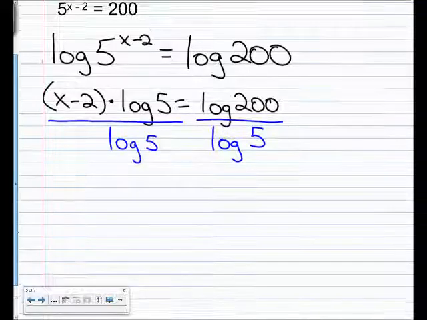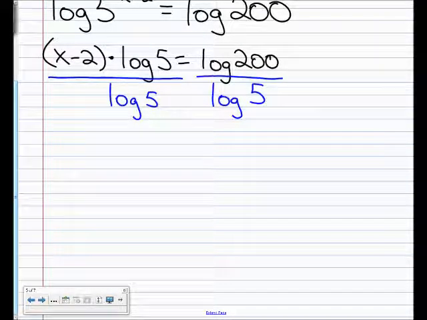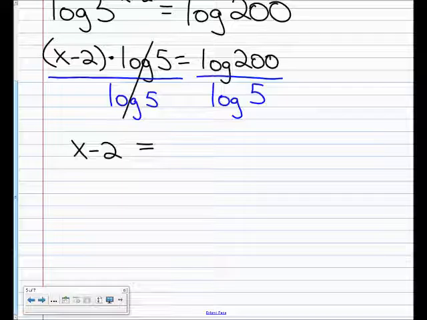Now, what's left on the left side? x minus 2. On the left side, the log of 5 over log of 5 becomes 1, so I have just x minus 2. Now, I heard someone say the log of 40. You need to fight that urge. We are not going to divide those numbers. You cannot do that. You're going to leave it as the log of 200 over the log of 5, because the log of 200 divided by the log of 5 is not the log of 40. I don't know what it is, but it's not.